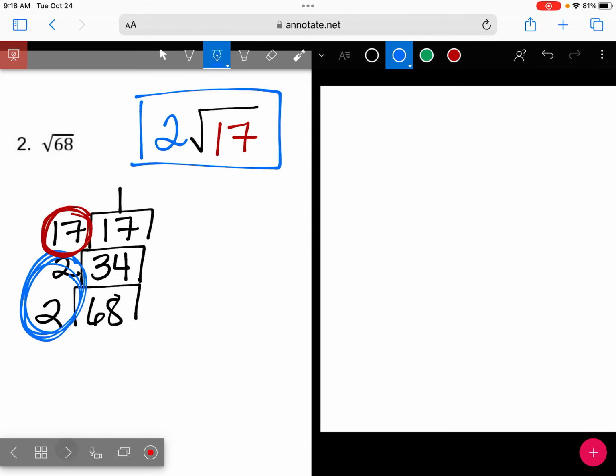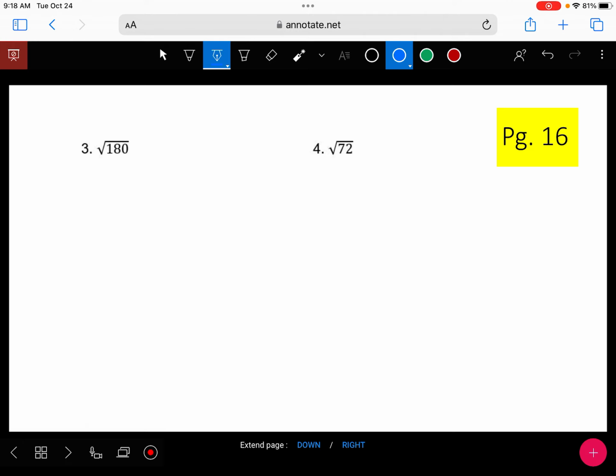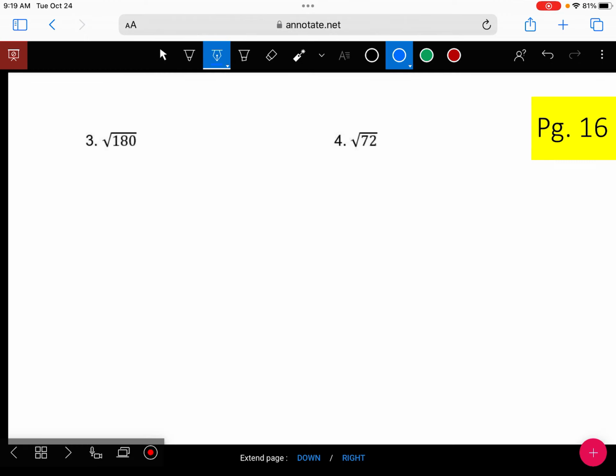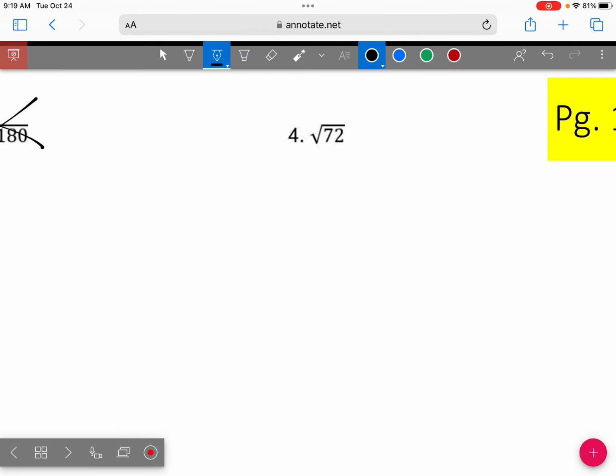Okay, we'll do one more. Let's look at number 4. Do number 4. We'll skip over 3. Let's do number 4. Go ahead and build your cake. See how many layers you have in that cake.